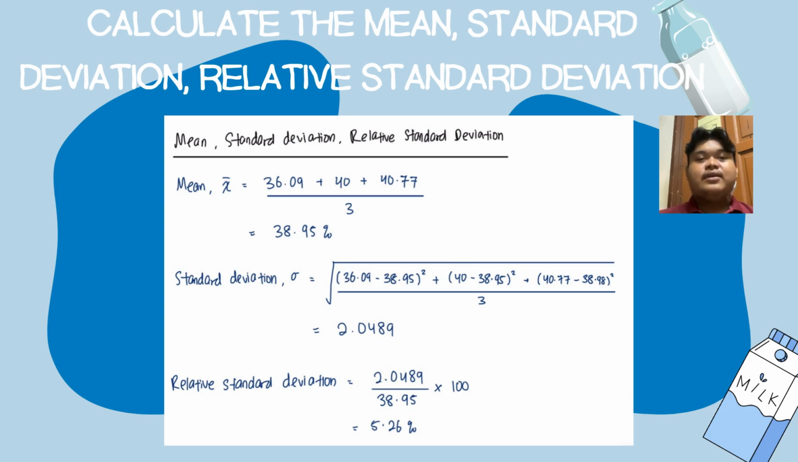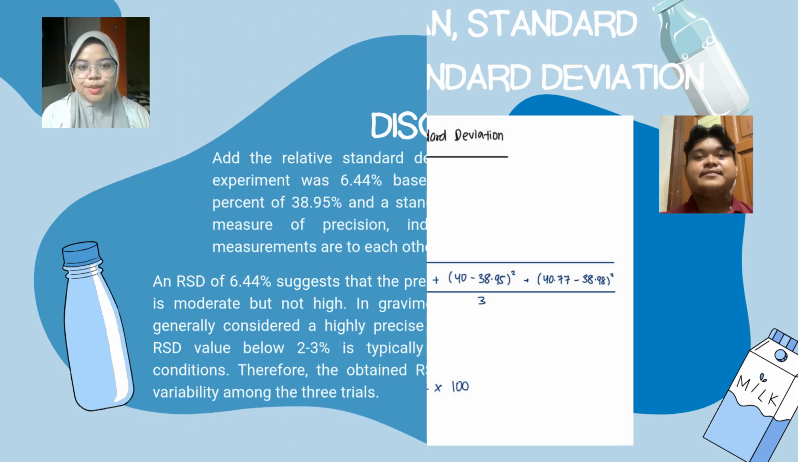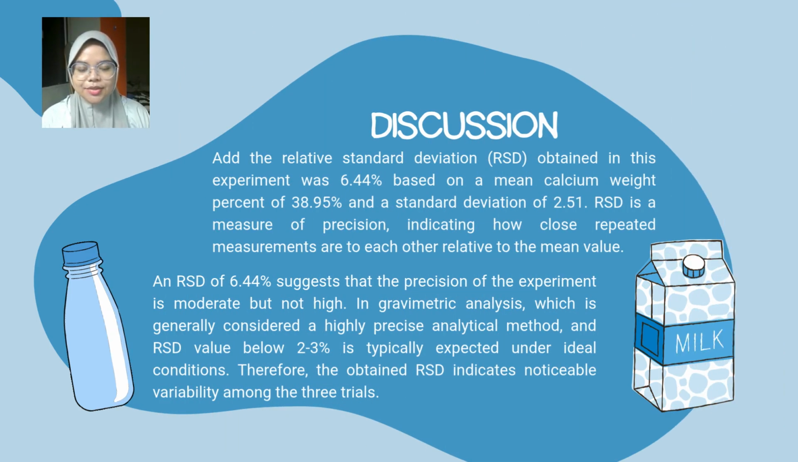For our relative standard deviation, it is calculated with standard deviation divided by the mean. So we should put 2.0489 over 38.95 times 100, and we would get 5.26% as our relative standard deviation. So let's discuss. The relative standard deviation, RSD, obtained in this experiment was 6.44% based on a mean calcium weight percent of 38.95% and a standard deviation of 2.51.